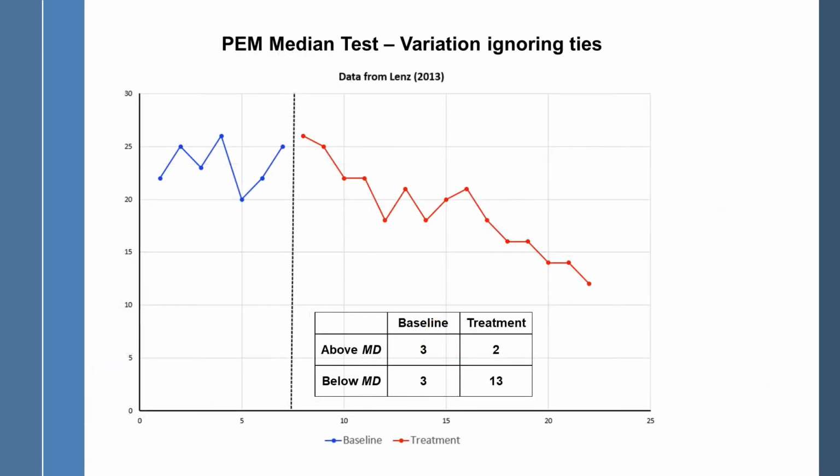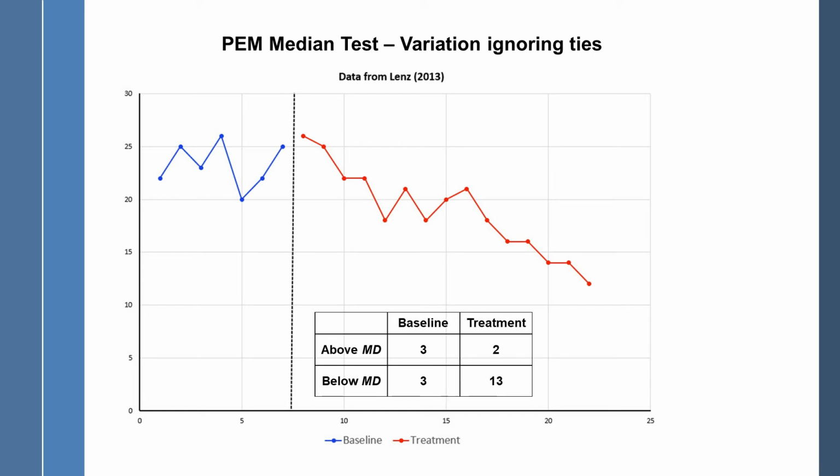So this is the PEM median test. And PEM does not utilize those ties. That's why I think it's important to ignore the ties and set up SPSS on your own with the weighting system.